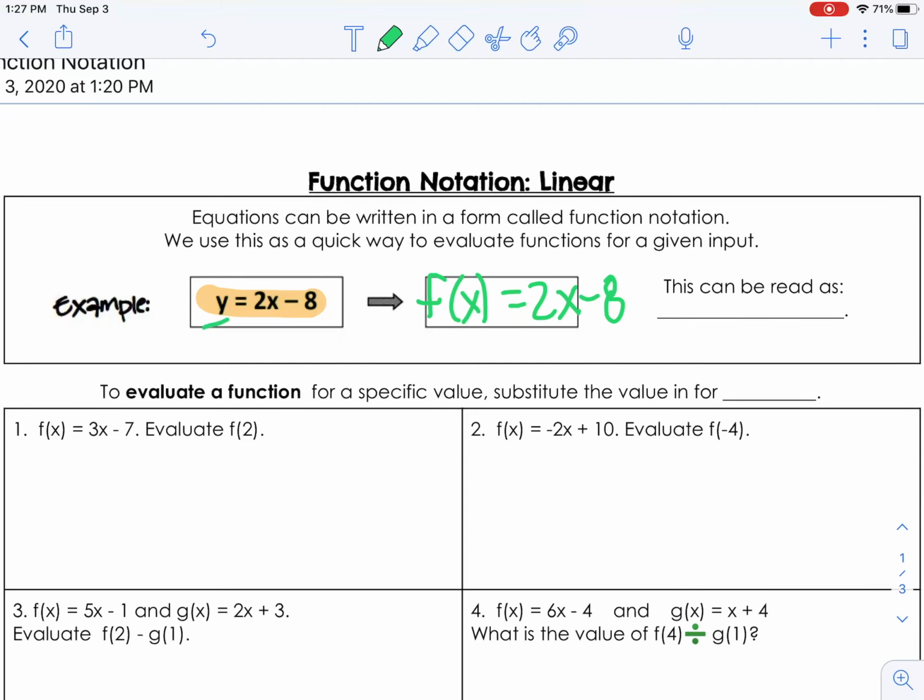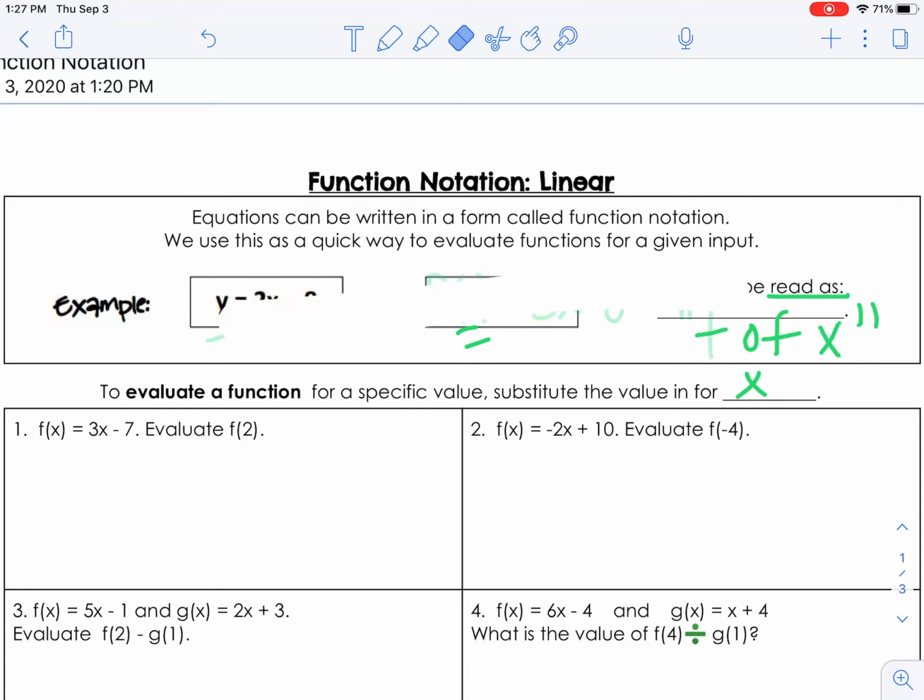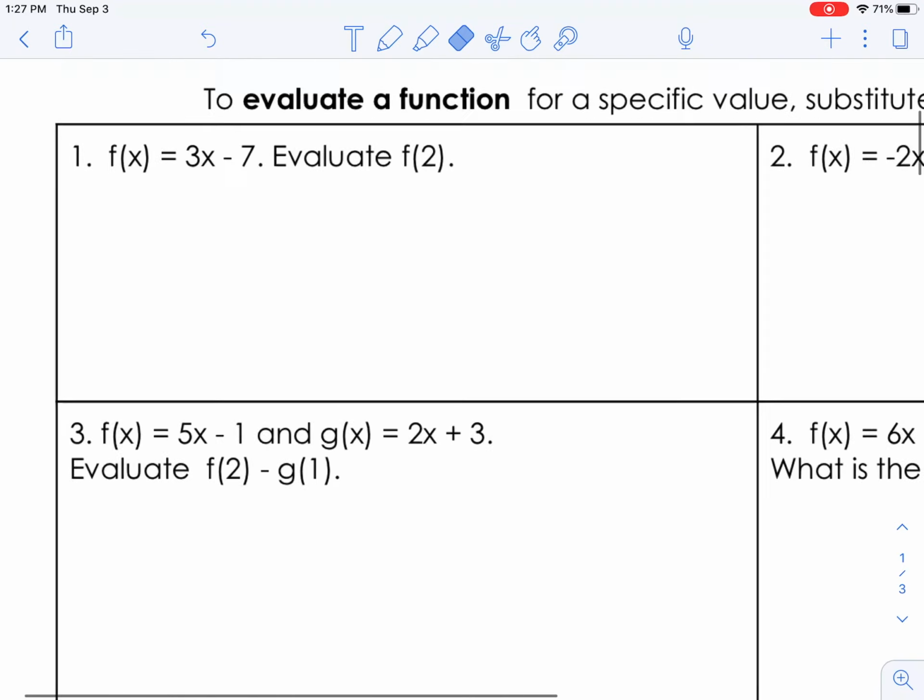So pretty much you can change y to be f of x. Notice how I read this. I did not read fx or f times x. We read this as f of x. To evaluate a function for a specific value, we're going to substitute this value or number in for x. So every time we are looking at an example and throughout this video, all we're going to really be doing is plugging in for x and following our order of operations.